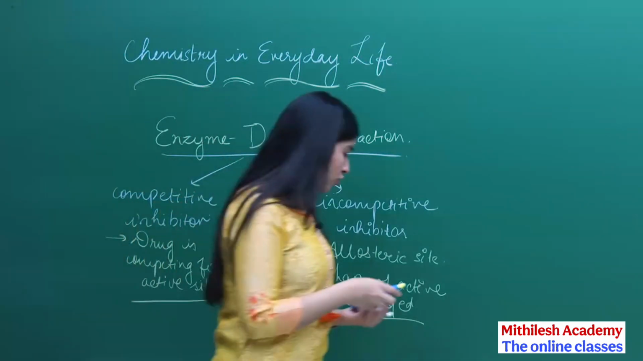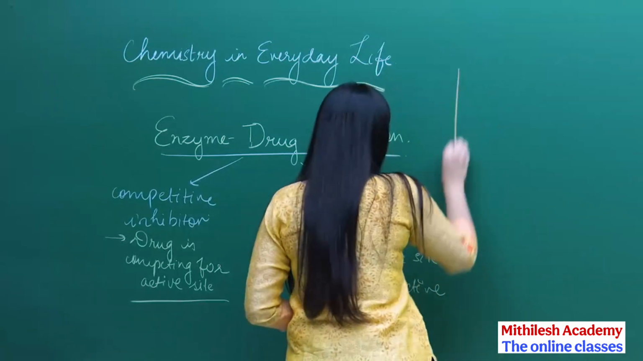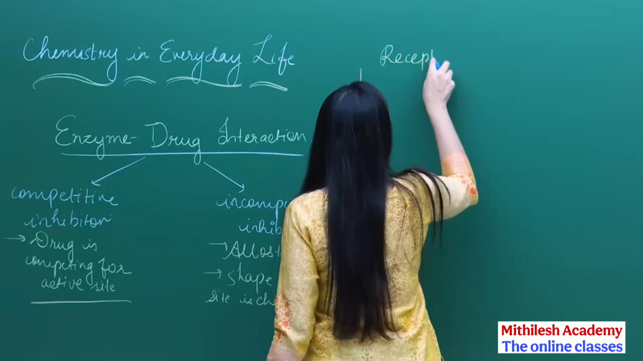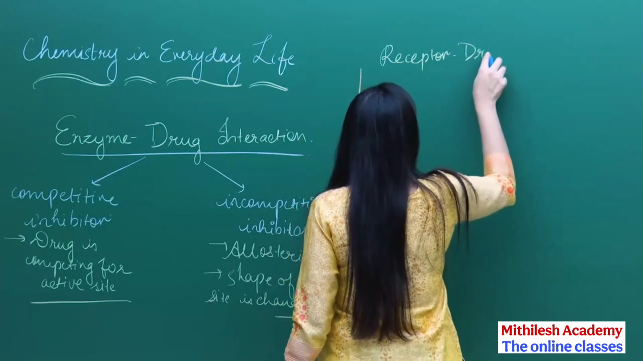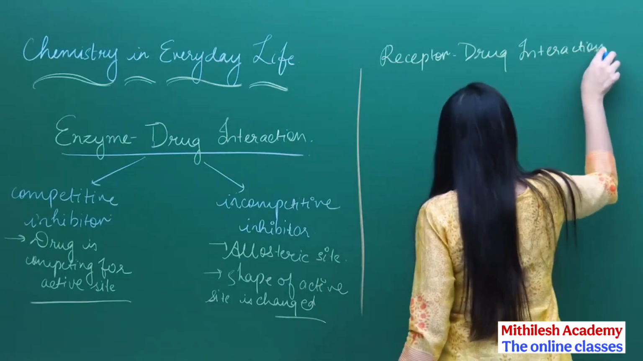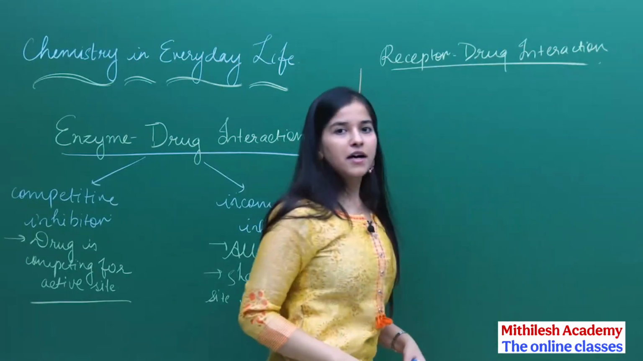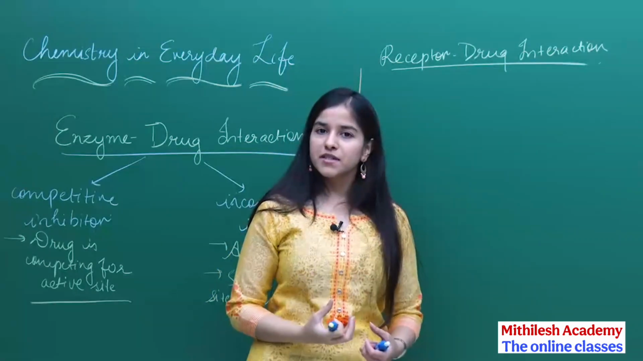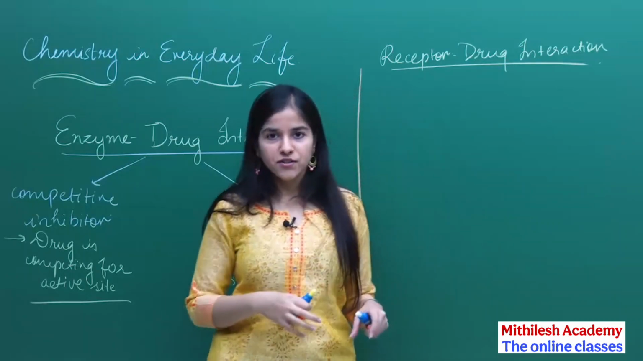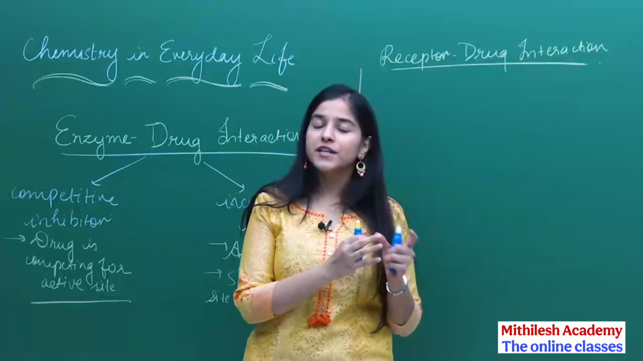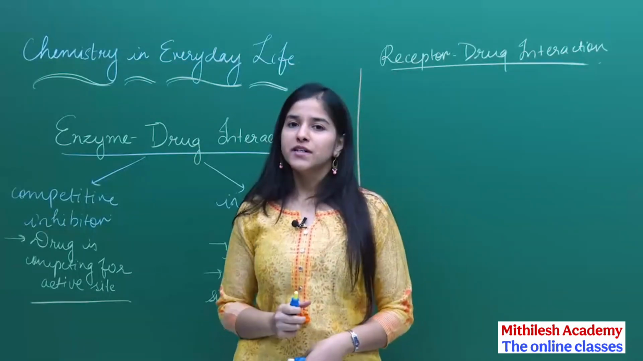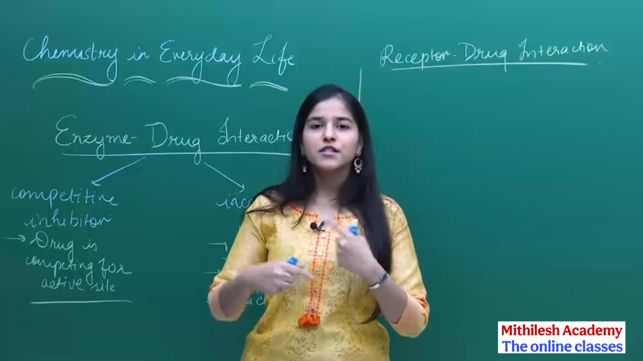So let us draw that again. First of all, receptor drug interaction that I am going to tell you. As I told you in the last class, how is the receptor acting? Basically there are chemical messengers within our body, they carry the messages. They carry the messages to what? To the receptors. The receptors then receive the messages and they finally transmit the message to the cell, to the prime cell.